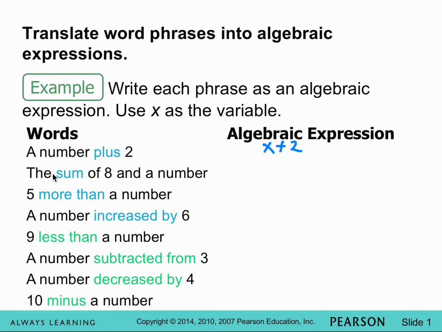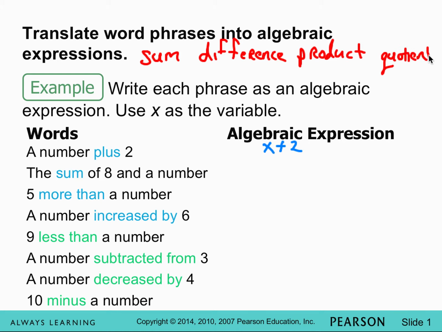The sum of 8 and a number. There are 4 math terms that we need to know. Sum, difference, product, and quotient. Sum is the answer to an adding problem. Difference is the answer to a subtraction problem. Product, the answer to a multiplication problem. And quotient, the answer to a division problem.